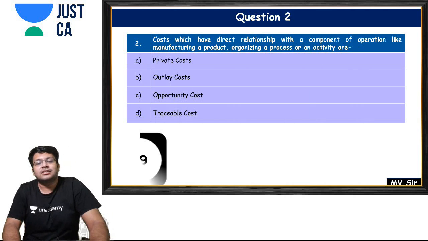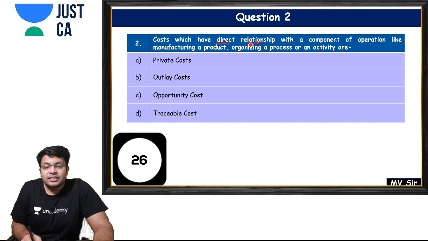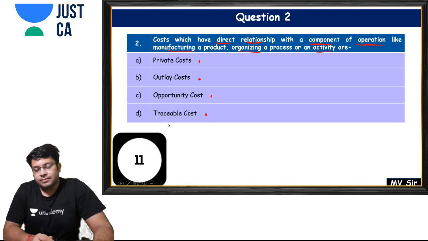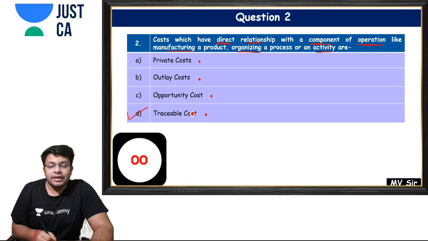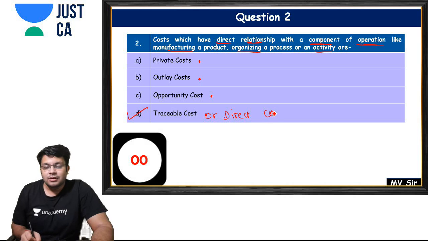Next question, my friends: costs which have a direct relationship with a component of operation, like manufacturing of a product, organizing a process or an activity, are called as option A private cost, option B outlay cost, option C opportunity cost, or option D traceable cost. What is the answer? Please write in the comment section 2A, 2B, 2C or 2D. Yes, guys, the answer is option D, traceable cost or direct cost. Traceable cost is also called direct cost.